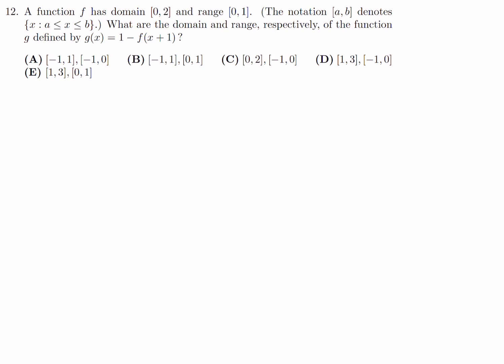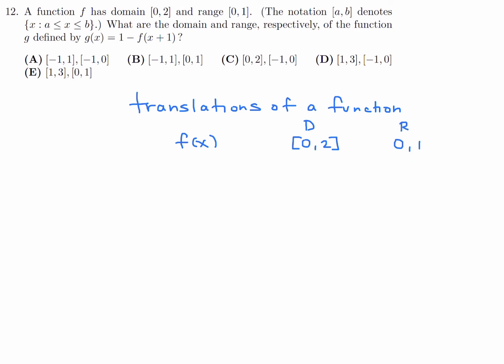So this is translations of functions. And this essentially means that you first start off with f of x, and then you are going to eventually translate f of x going somewhere, either left, right, up, down, inverse, reflection, things like that. And then we have to figure out how do the x values change, which is the domain, and how do the y values change, which is the range.